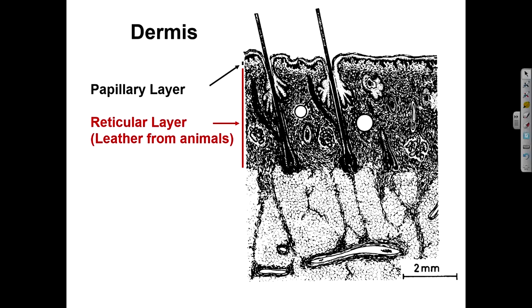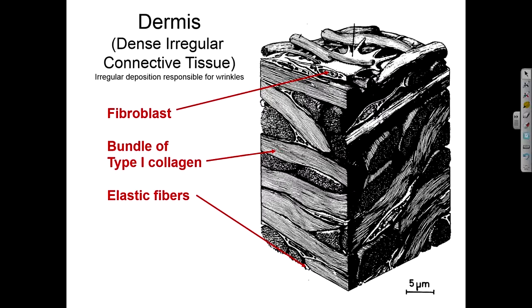That's leather. Of course, the reticular layer is really thick in cows and not in us. So when they tan it, they remove the epidermal layer and then they treat it with chemicals to make it much more resilient and flexible and tough. So there you go, reticular layer. So if you look at the reticular layer of the dermis, as I mentioned before, we have a bunch of fibroblasts. We have a lot of collagen fibers and elastic fibers in there as well.